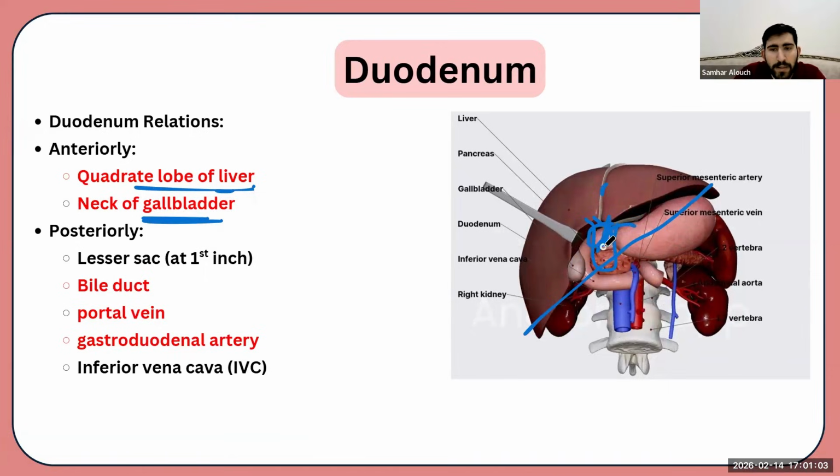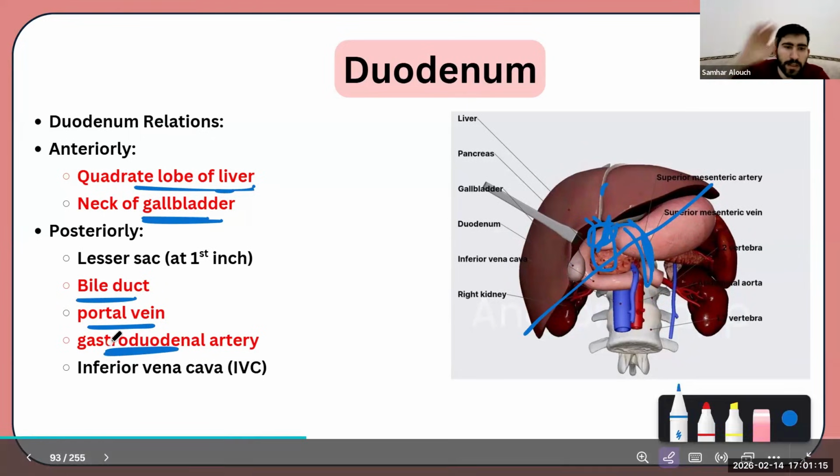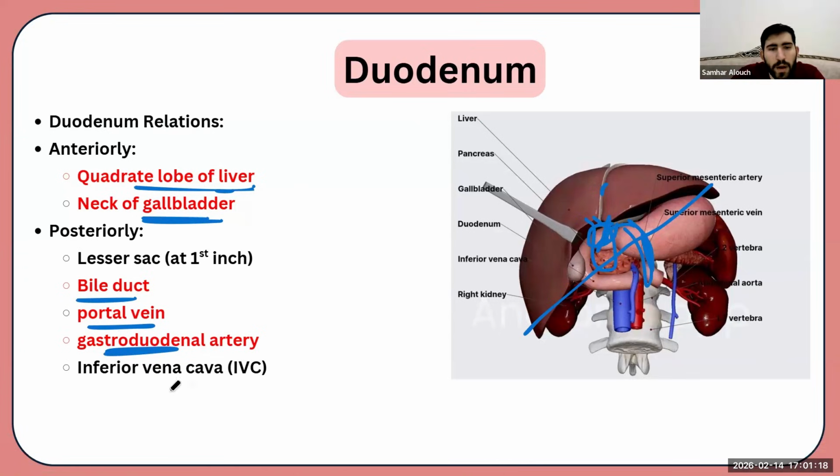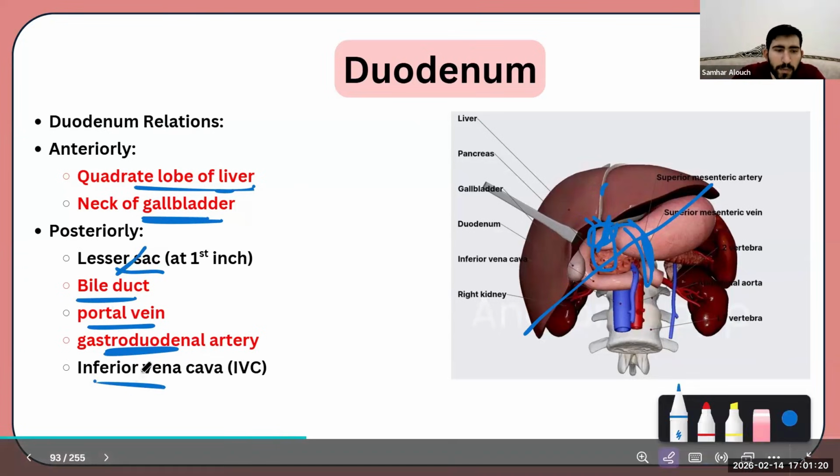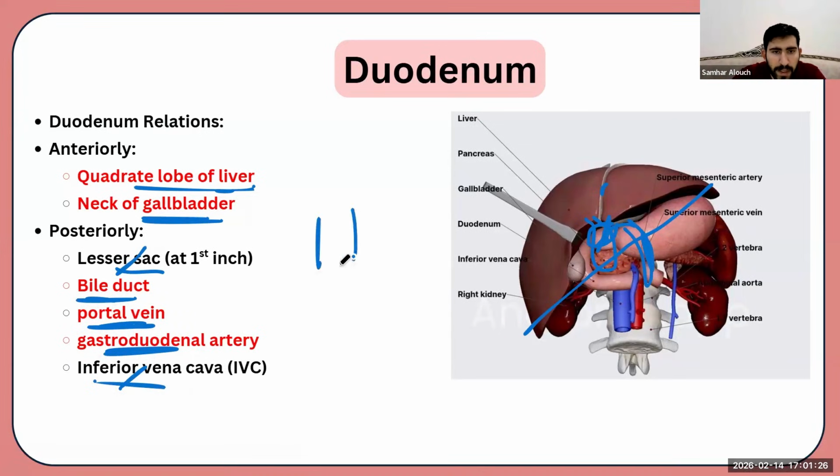Now, what about behind it? Behind it, we will have the structures of the hepatoduodenal ligament, such as the bile duct and the portal vein. The artery is not related because it's on the left side, it's very far. We will also have the gastroduodenal artery because we said it passes behind it. We also have the inferior vena cava and lesser sac, not the most important. Most important are the two structures of the hepatoduodenal ligament, bile duct and portal vein, because they are medial.